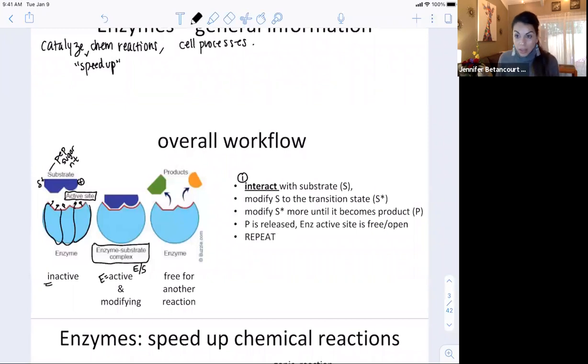When no substrate is there and just the active site is there, it's an inactive enzyme. The enzyme's not doing anything. It's not stealing this energy from the cell. As soon as the substrate binds, the enzyme goes to work, right?